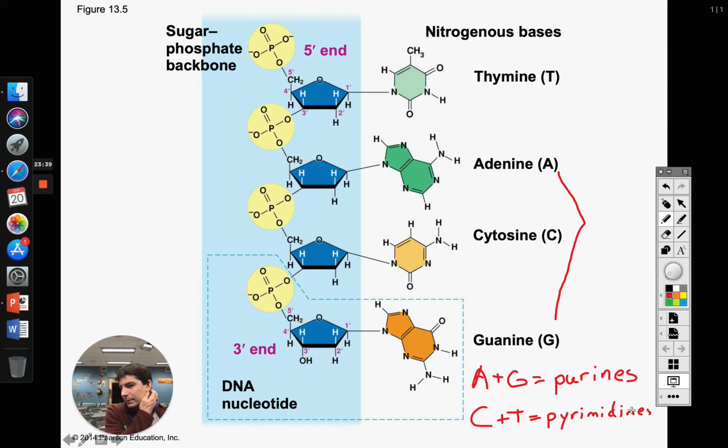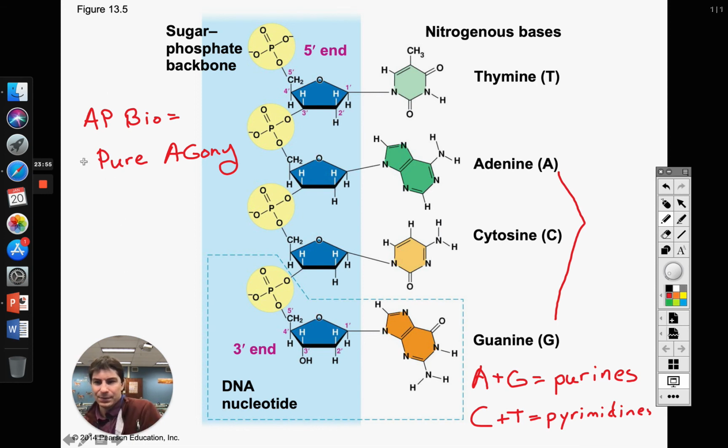Now, how I remember these guys, A and G are the purines, I always think of AP Bio. AP Bio is pure agony. All right. Pure for purine, agony, starts with AG. A for adenine, G for guanine. Okay. That's how I remember it.